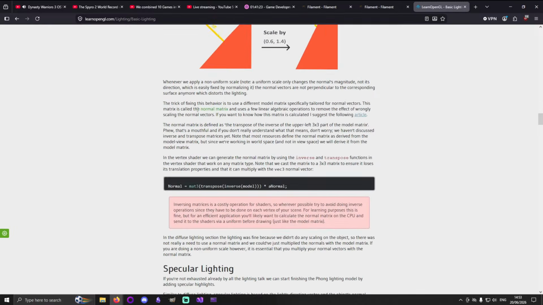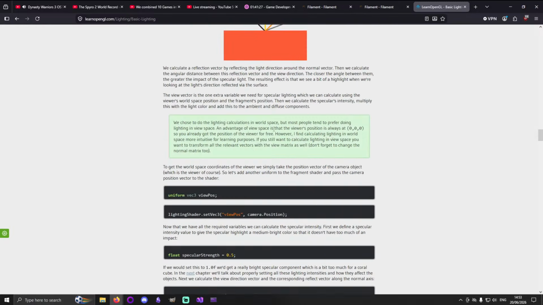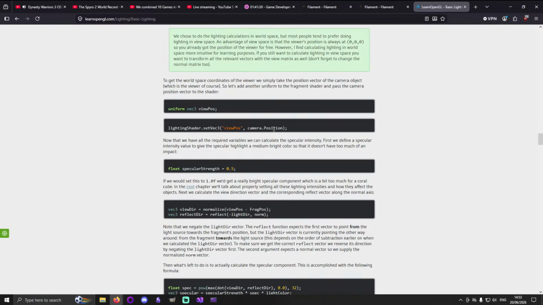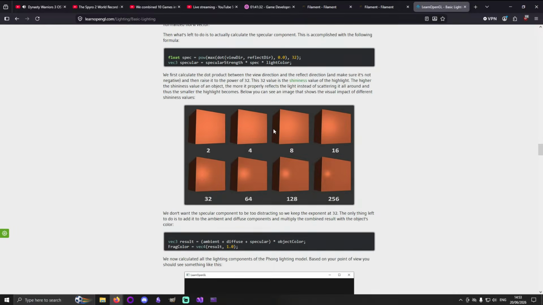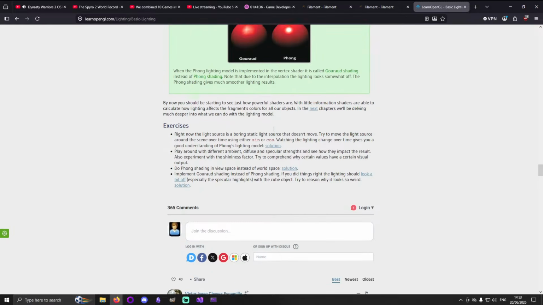Ambient strength. We have a normal, what is it called? Normal matrix. I don't know what light this is. I think it's just, what light is this? Okay, that's a point light.